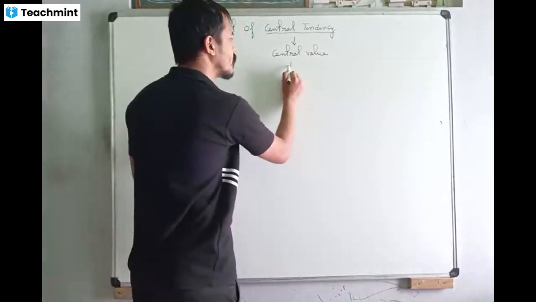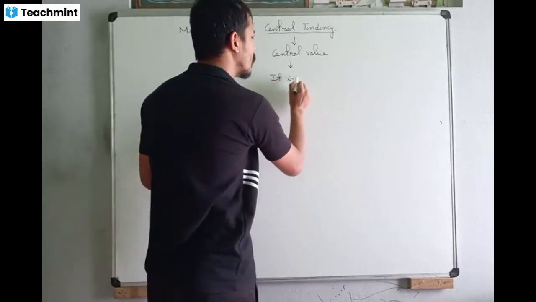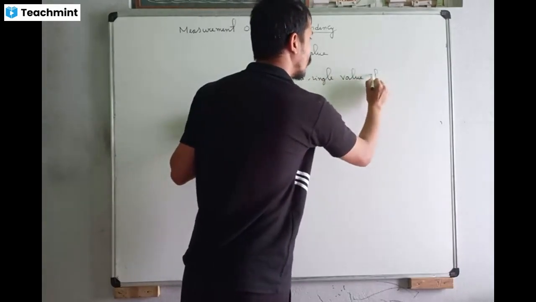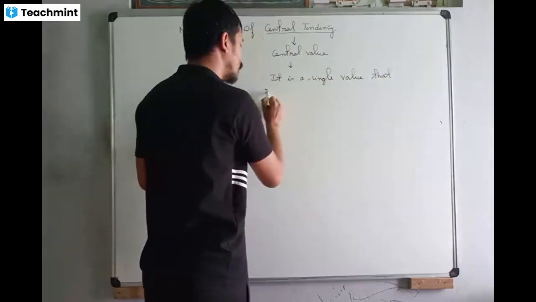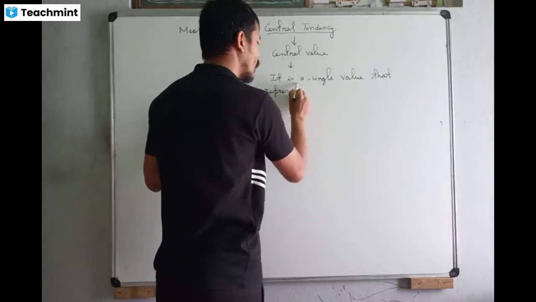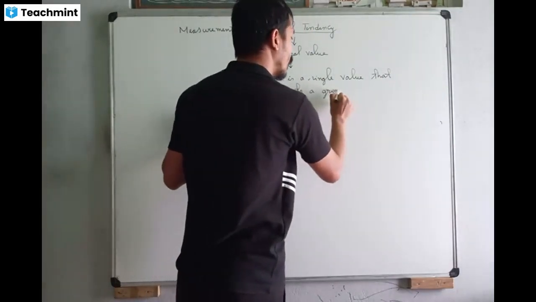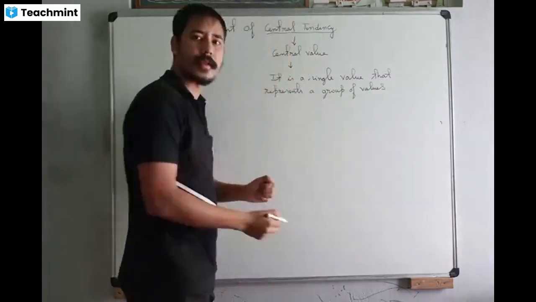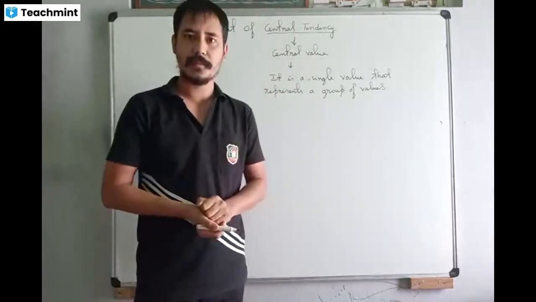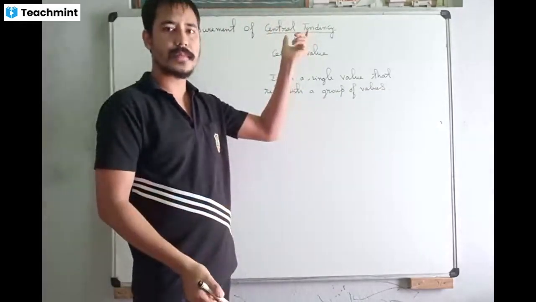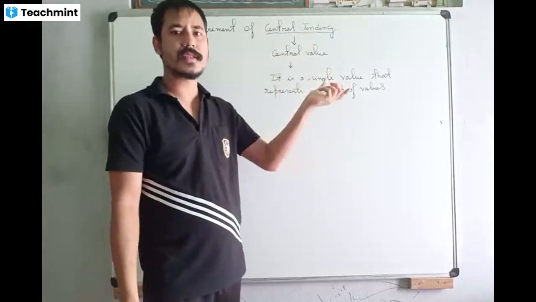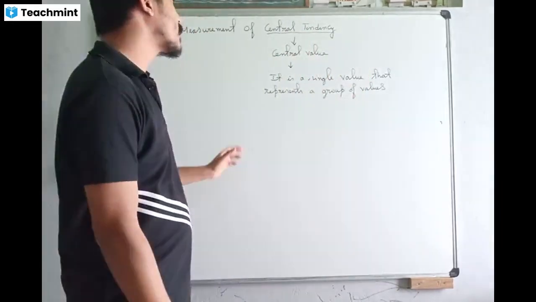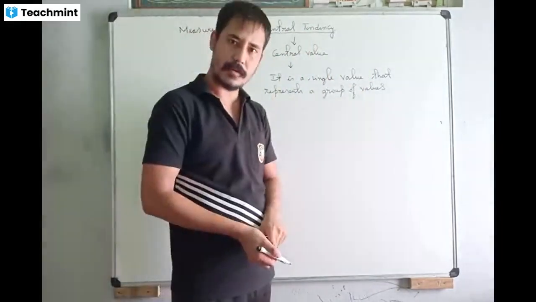So central value means it is a single value that represents a group of values. That is what is known as central tendency. Central tendency is a central value. And what is central value? It is a single value that represents a group of values. All right?